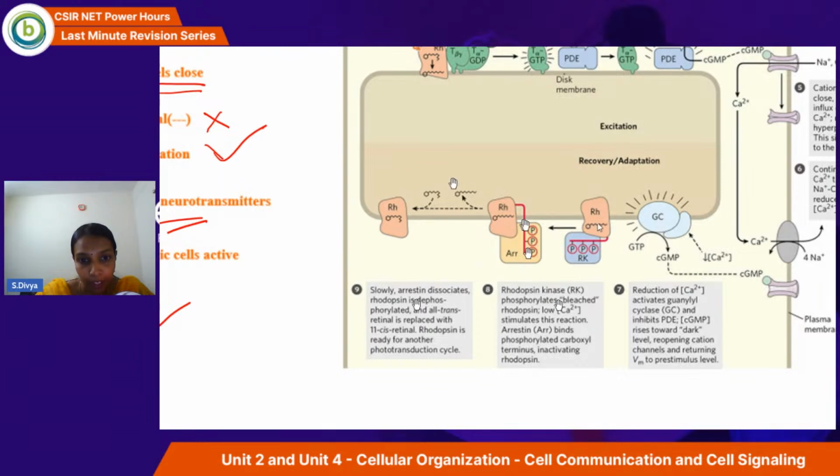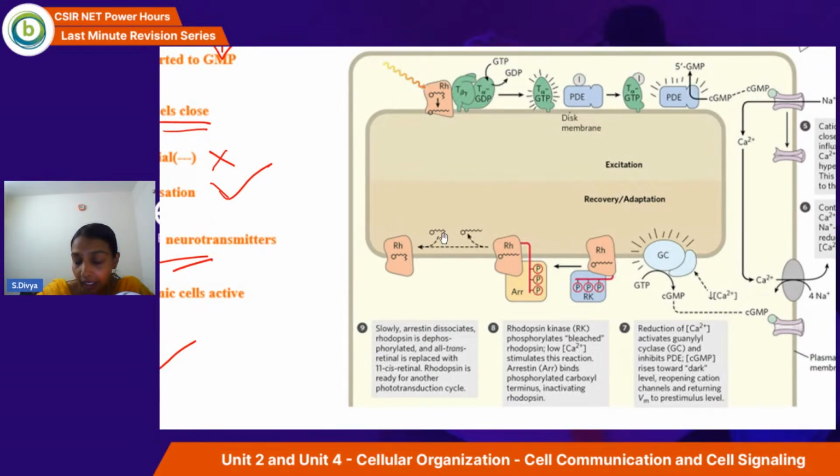Next, after some time, arrestin will be dissociated and rhodopsin will be dephosphorylated. So what are these two? These are the proteins, that is all-cis retinal, all-trans retinal, 11-cis retinal. So trans retinal is going out and cis retinal is coming in. Now the rhodopsin is ready for another phototransduction cycle.